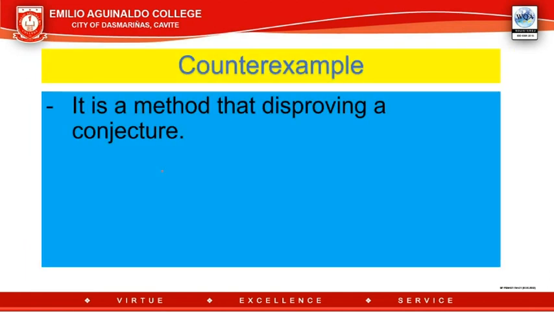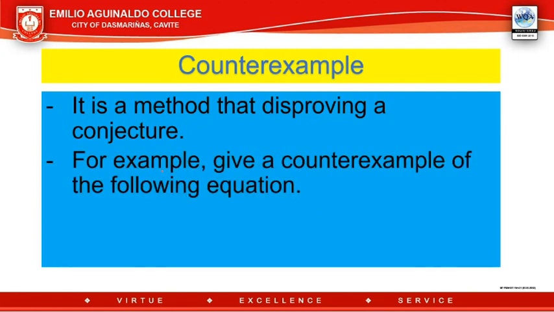So now, let's talk about counterexample. It is a method of disproving a conjecture. So for example, give a counterexample to the following equations. We have x over x is equal to 1, and the square root of x squared plus 4 is equal to x plus 2.